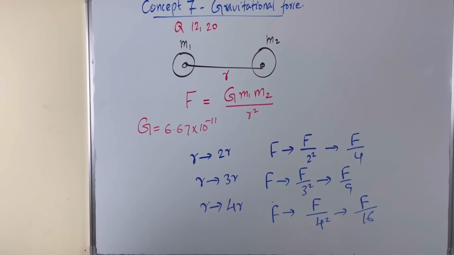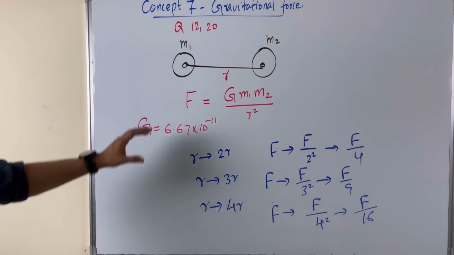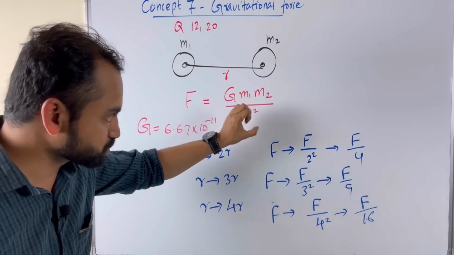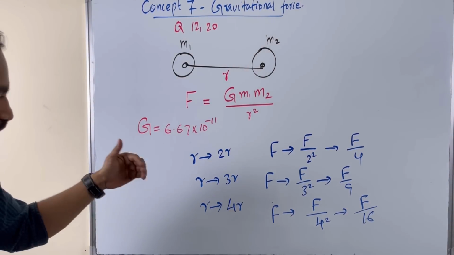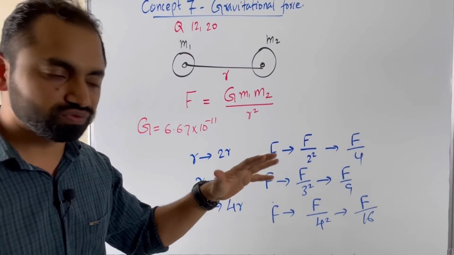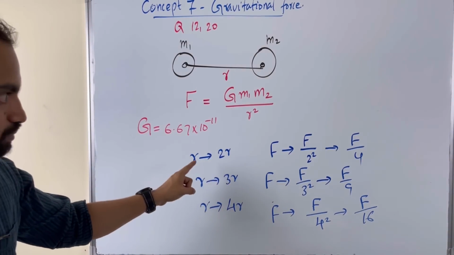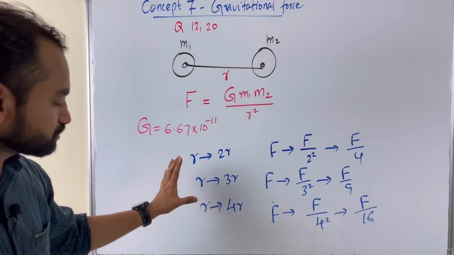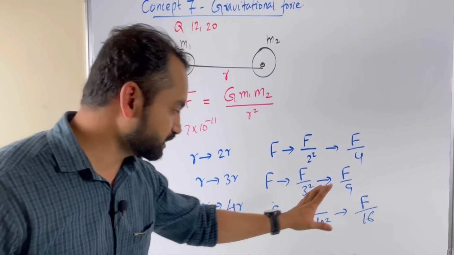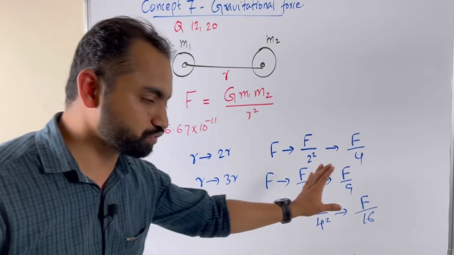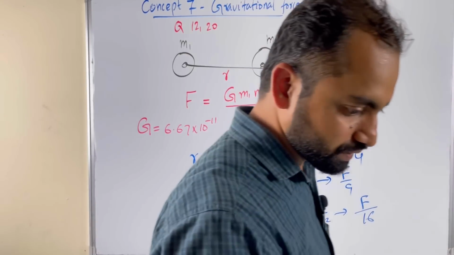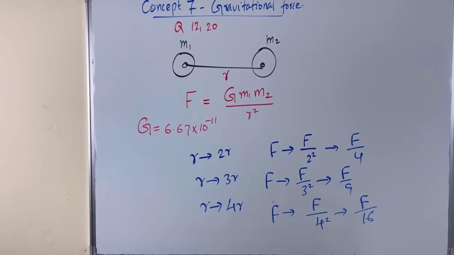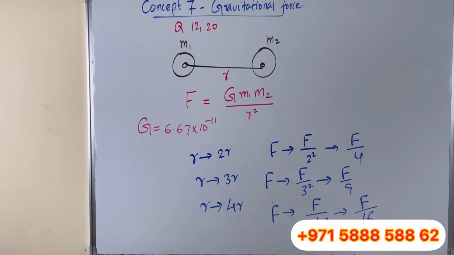So this is the meaning of the inverse square law. F is inversely proportional to the square of the distance, which means when the distance increases, the force decreases. When the distance becomes double, the force becomes F by 4. When the distance becomes 3 times, the force becomes F by 9. When the distance becomes 4 times, the force becomes F by 16. Now we will use this equation to solve questions.